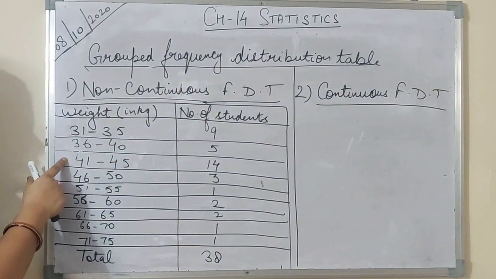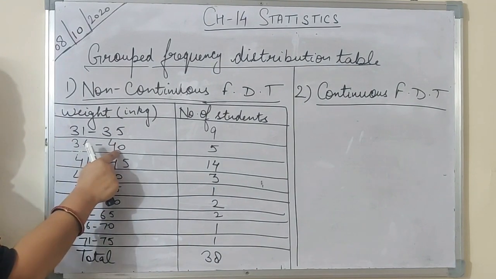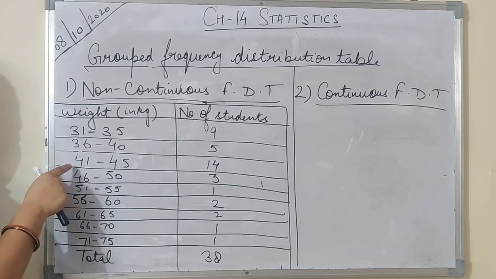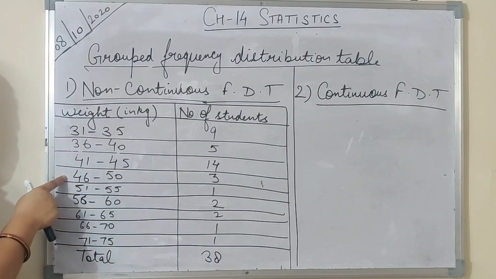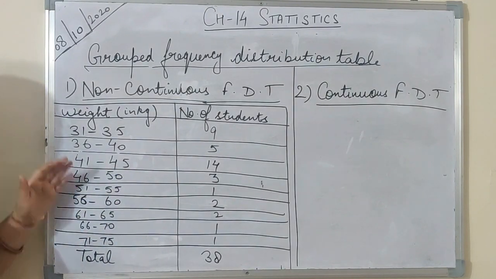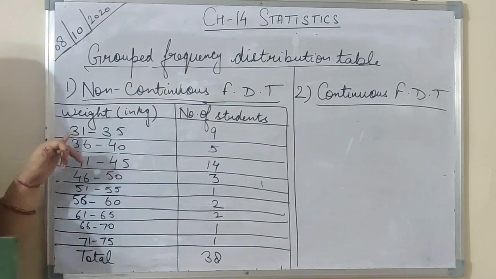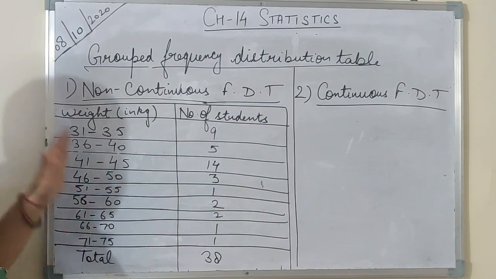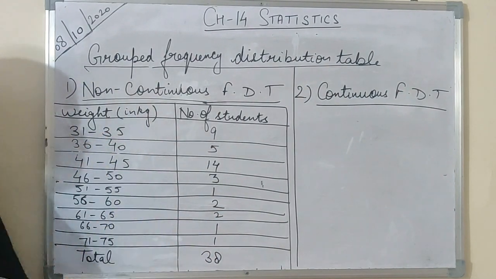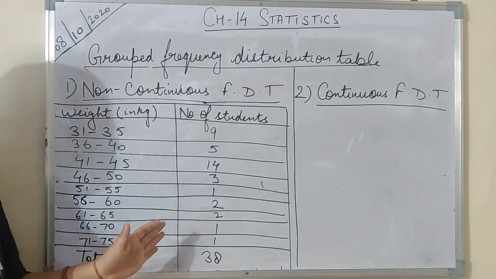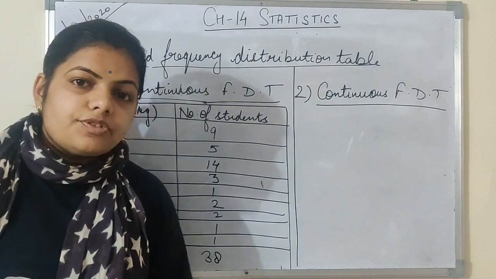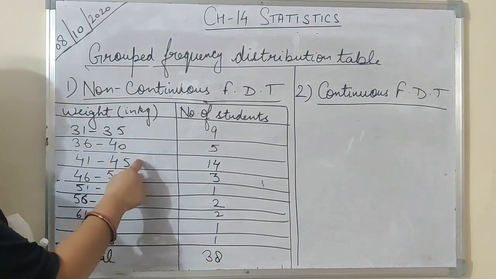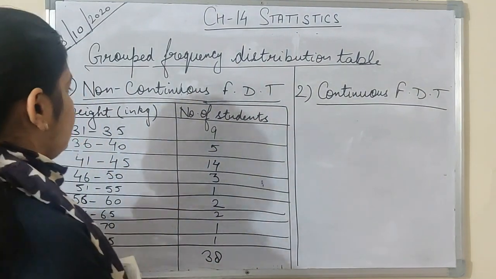Again, in the next interval also you can observe that after 36 to 40, the next group starts from 41 to 45. Then after 41 to 45, the next group starts from 46 to 50. Like this you will observe discontinuity in each and every interval. So if in the question such intervals are present, then it's your duty to form it into a continuous frequency distribution table. Now how to form that? I will tell you only for the first 3 intervals, then for the others you can make it easily.